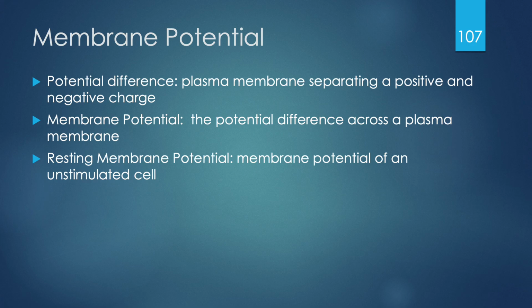But when we talk about that exact same potential difference in reference to a plasma membrane, we now call it a membrane potential. So this is the potential difference across the plasma membrane. And if we look at a plasma membrane of a cell at rest, we would call that a resting membrane potential. We're going to discuss this in a whole lot more detail as we move into the nervous system.